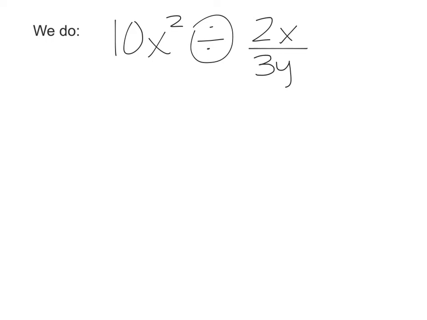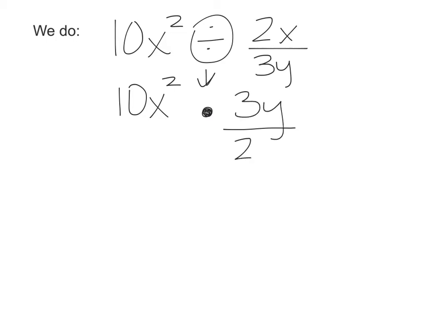We multiply by the reciprocal. Perfect. So I'm going to rewrite this as 10x squared, and I'm going to say that this is times the reciprocal of 2x over 3y, which is what? 3y over 2x. Perfect. 3y over 2x. And then I could put a 1 underneath here too, correct? Very cool.